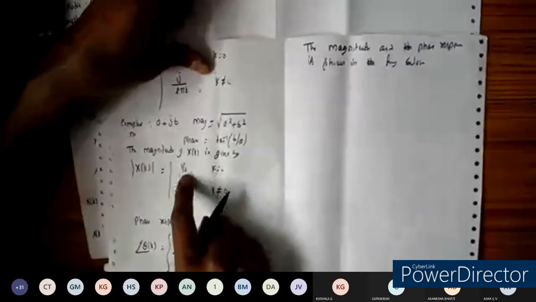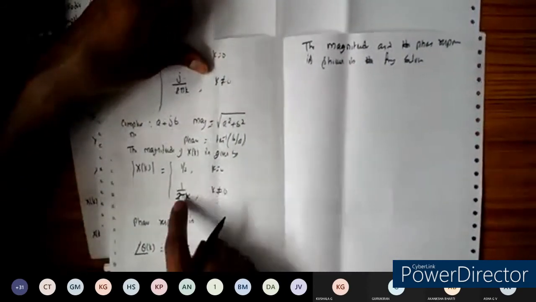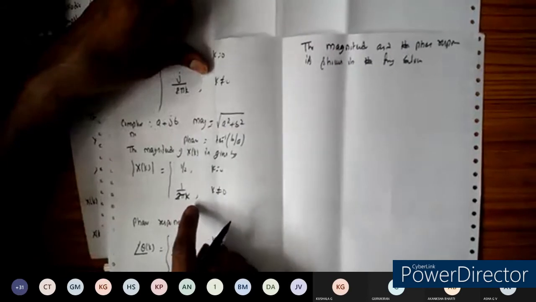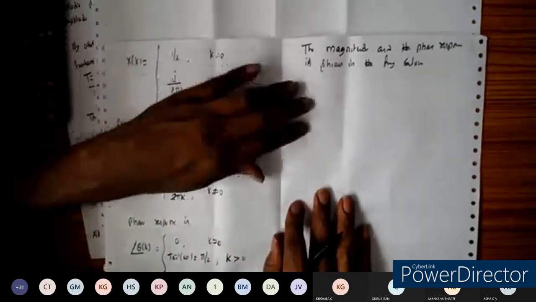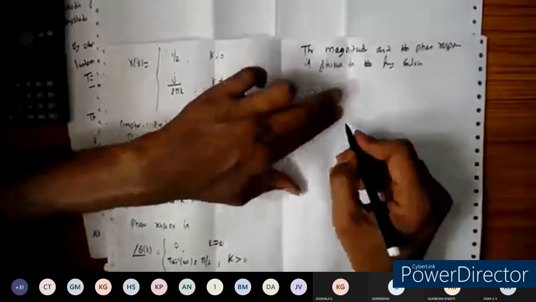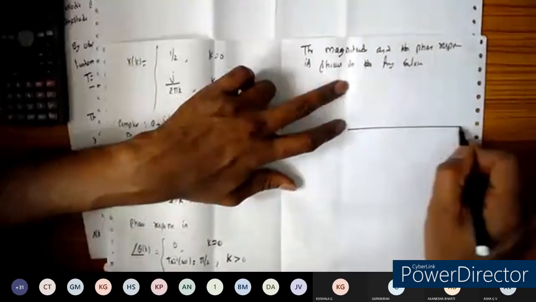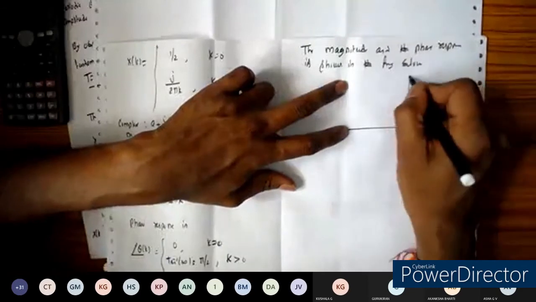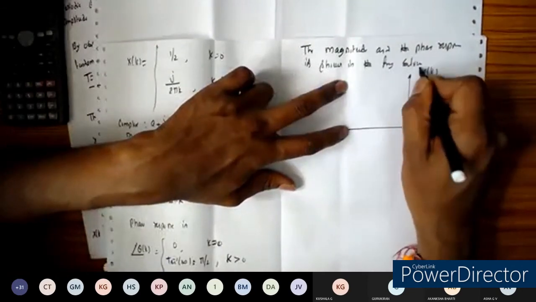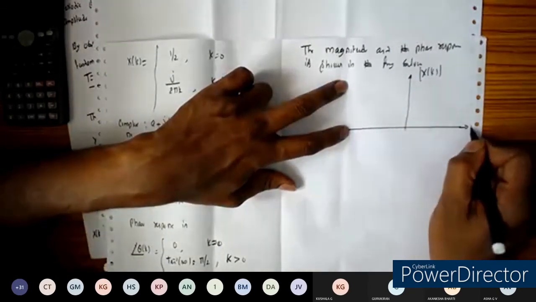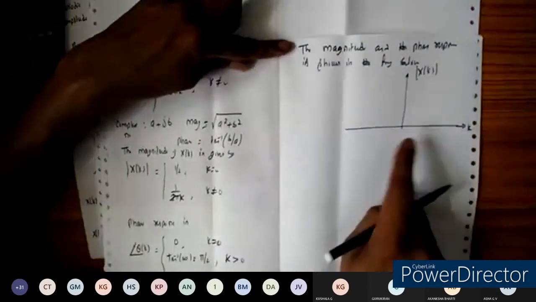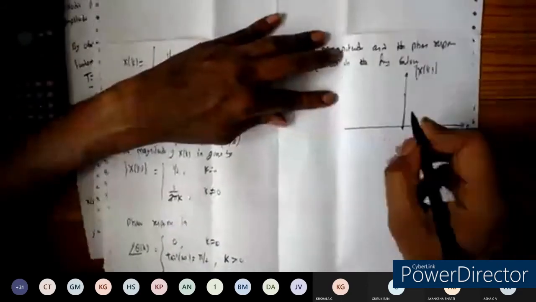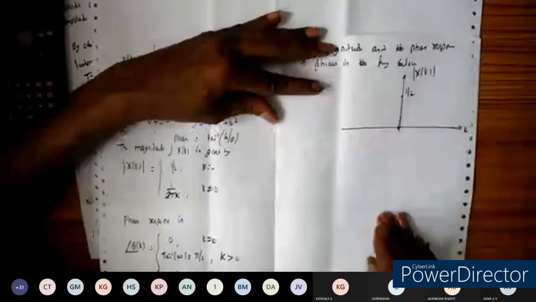So the magnitude response is 1 by 2 for k equal to 0, and for k not equal to 0, that value will be there. So we are going to get the magnitude and phase response like this. We can plot the magnitude response. This is the magnitude of X of k. k can take only discrete values. For k equal to 0, it will become 1 by 2.